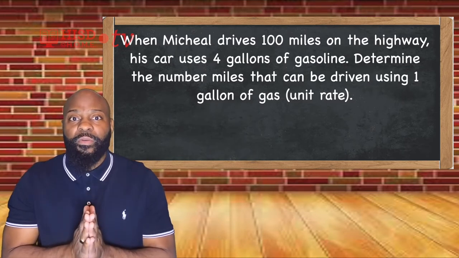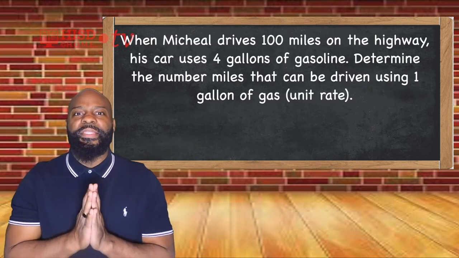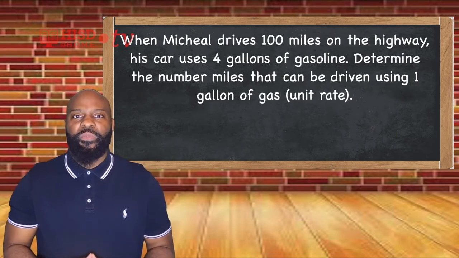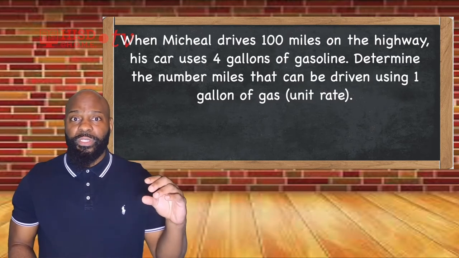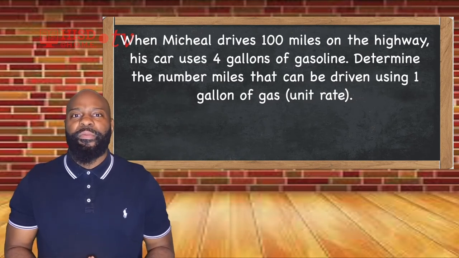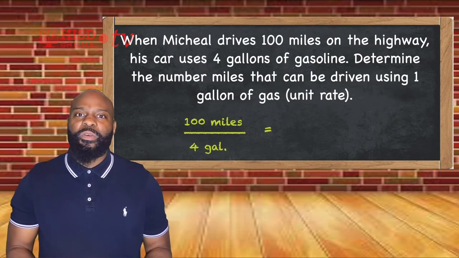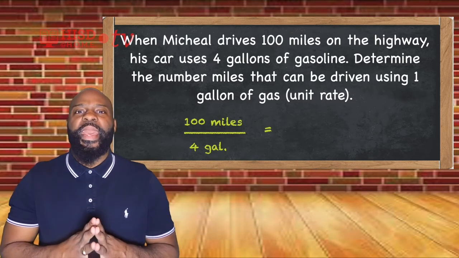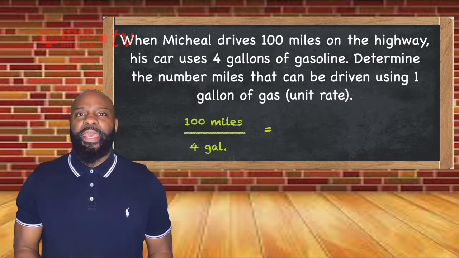Before we get started, remember, in our previous lesson, we had to organize the information as we read it in the problem. So if we see 100 miles first, let's go ahead and write 100 miles in the numerator and 4 gallons of gas in the denominator. All right, so now that we have that ratio set up in a fraction form, we're gonna make a proportion solving for 1 gallon of gas.